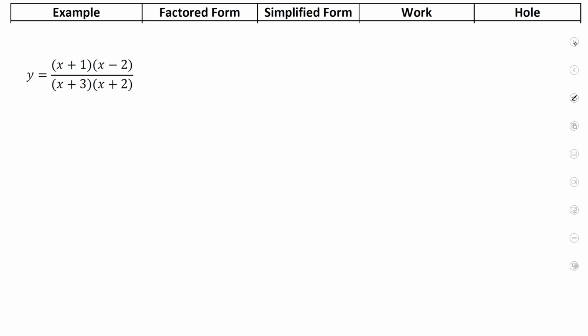Let's do another example. This is already factored for you. They did the hard part. Does anything cancel out? Nothing cancels. These aren't the same. This is a -2 and a +2, so those don't cancel. They have to be the same. So that means there's no hole. Can I put none? You can put none. You don't have to do any of this. It won't simplify because nothing cancels out. It's already factored. There's no hole.